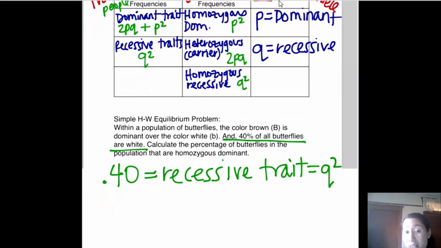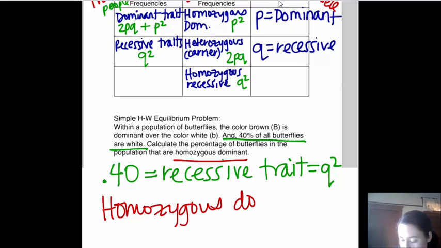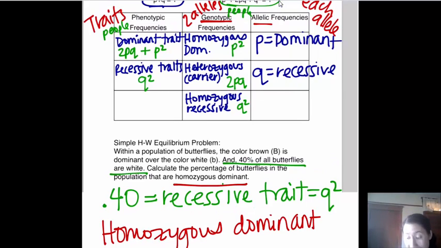Now, I am trying to find the percentage of butterflies that are homozygous dominant. Well, when I look at that, that isn't a trait or an allele, that's a genotype. I'm looking to find the homozygous dominant genotype. Okay, so homozygous dominant. If I look back to my chart or remember it, that is p squared. So that is what I'm trying to find. Okay, they gave me q squared, I have to find p squared.